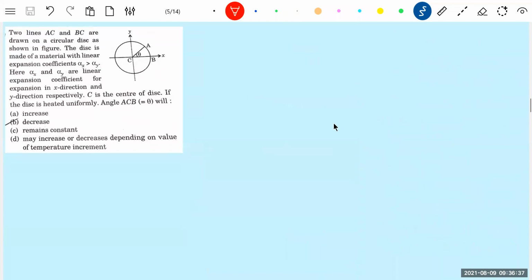A simple math based one. Analyze it. Very fast, we'll speed up. So I think everyone got settled. Now we'll speed up things.